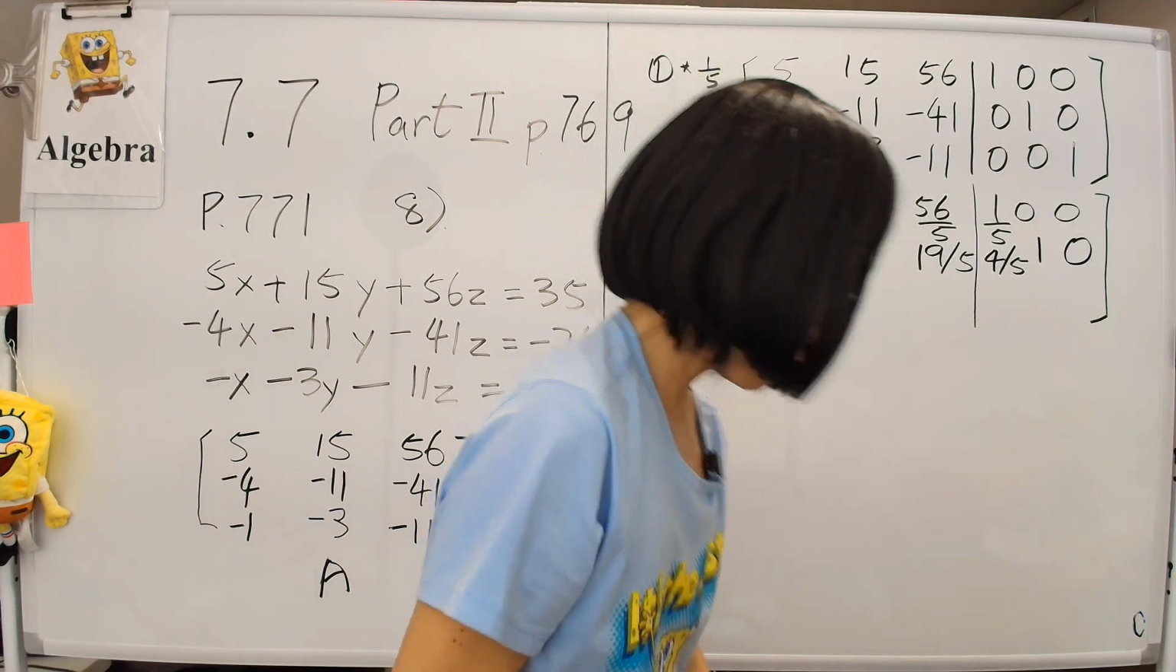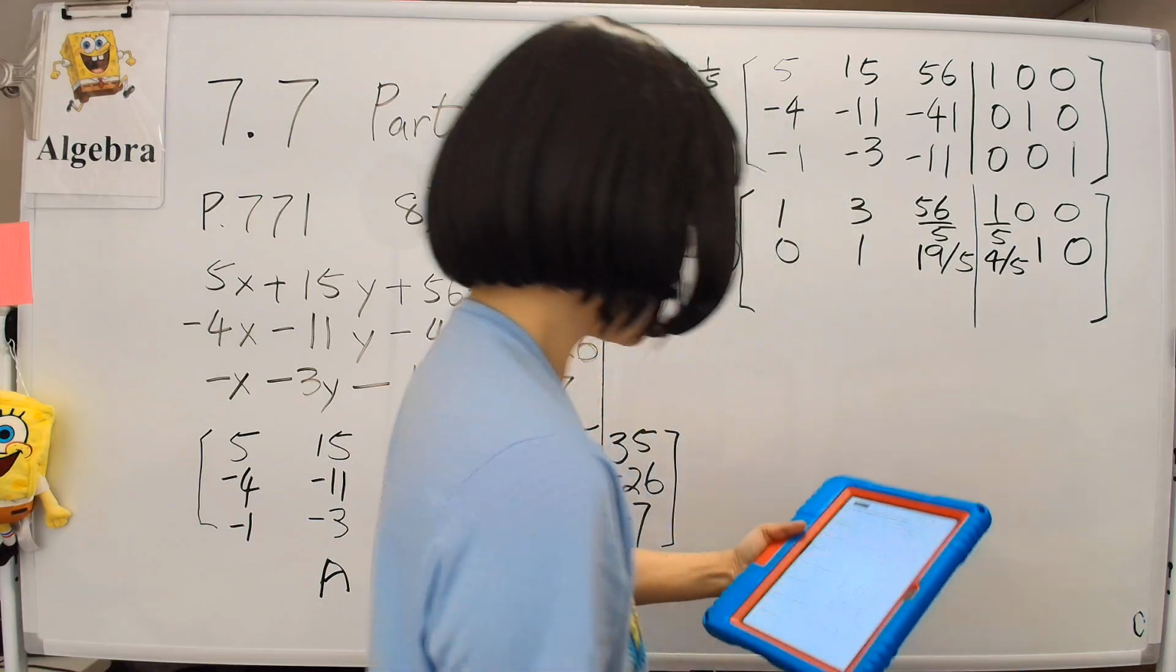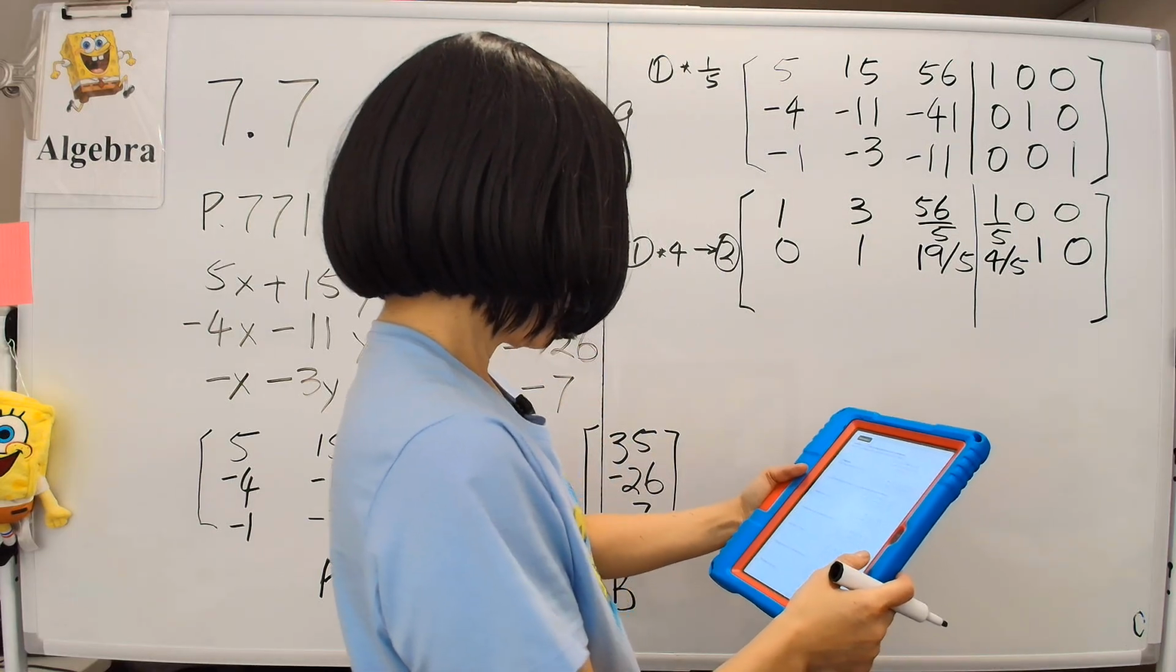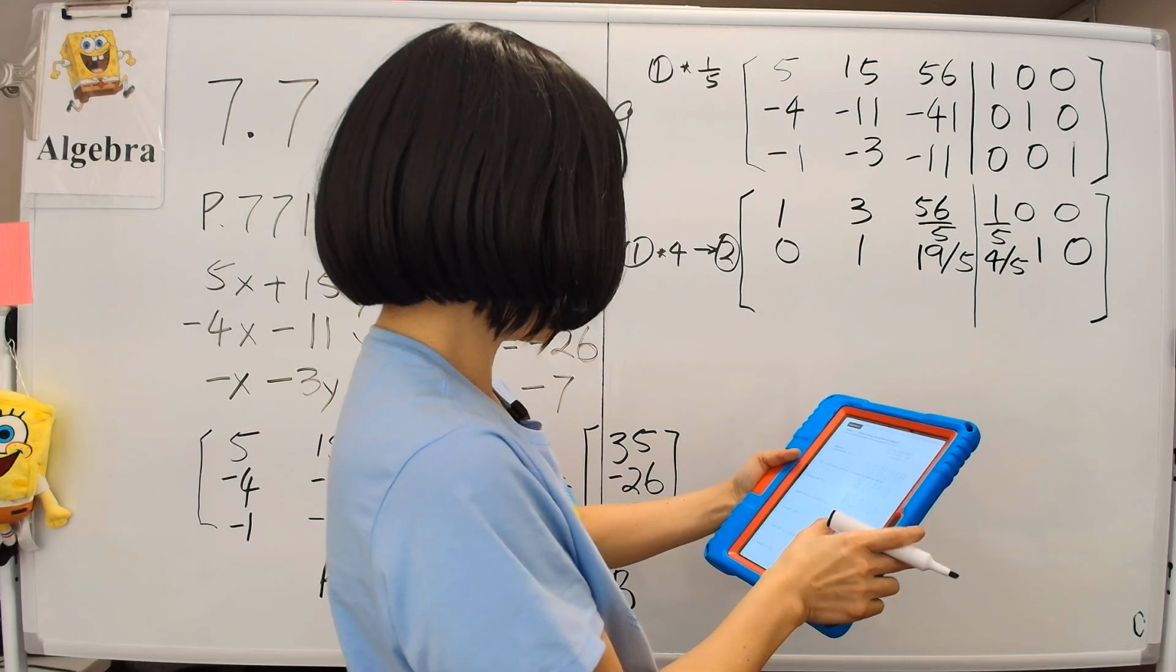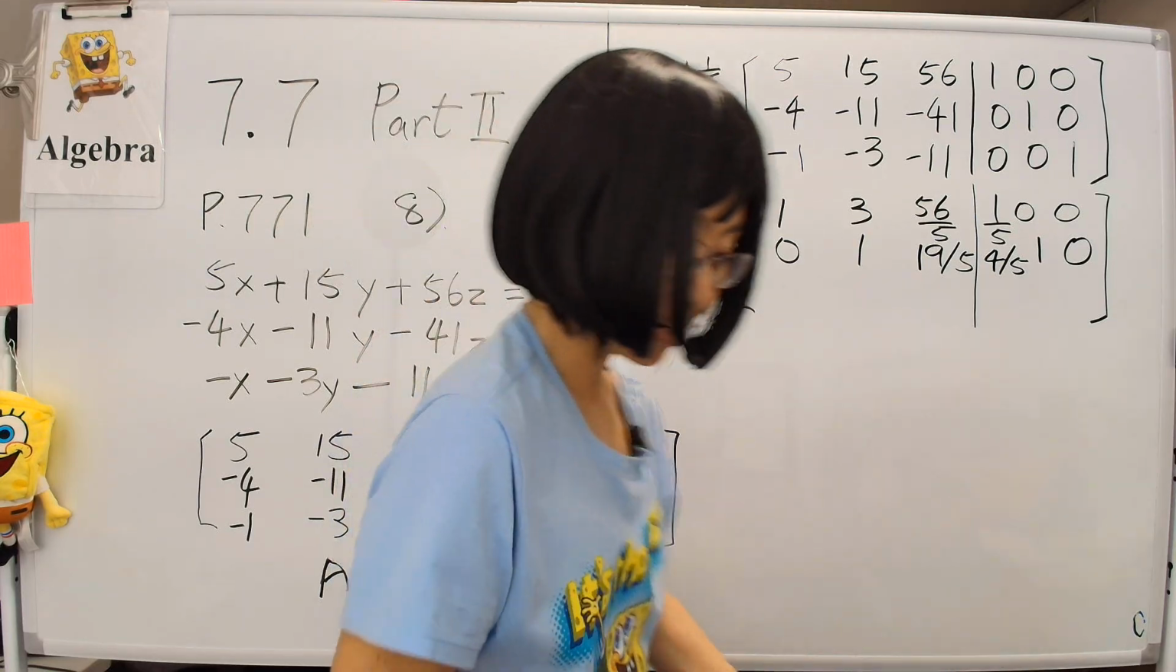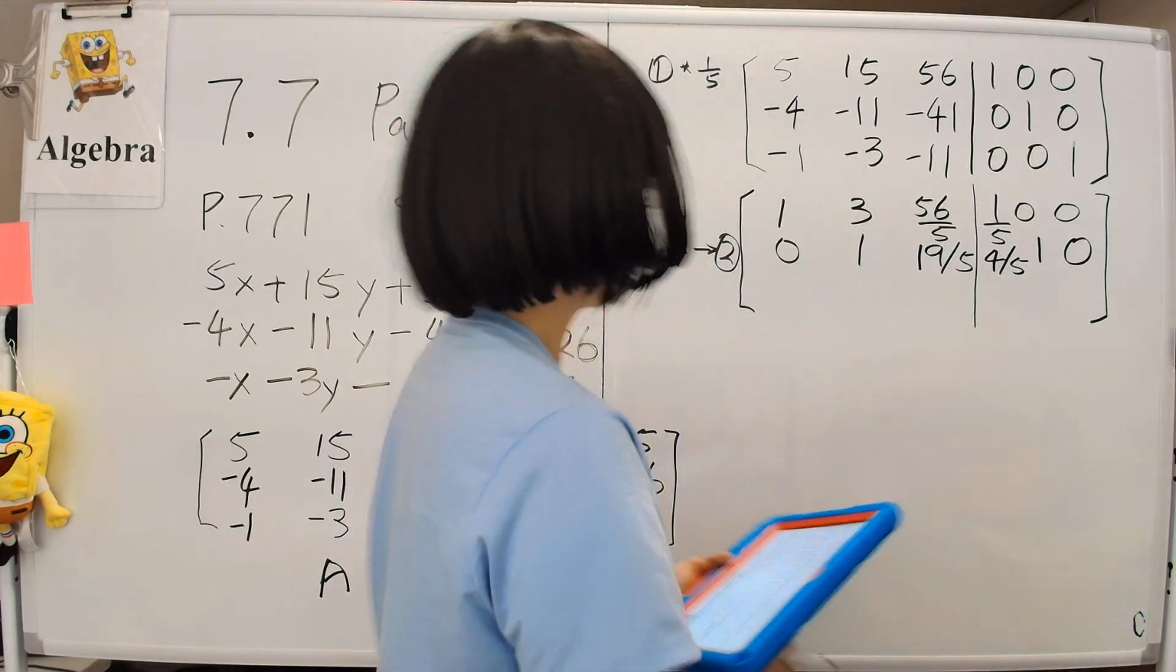All right, so we have come this far. Let me check to make sure that I got it right. So I have 0, 1, 19 over 5, 4 over 5, 1, 0. All right, so far so good.